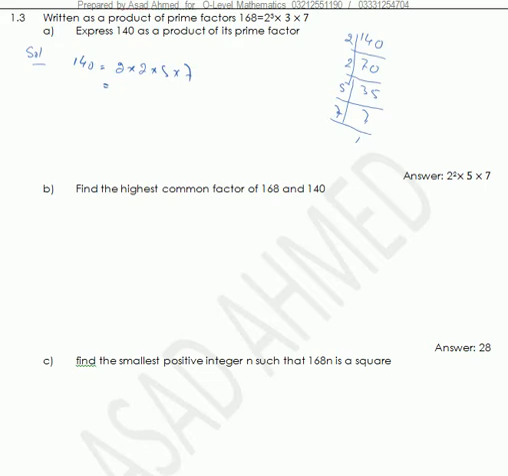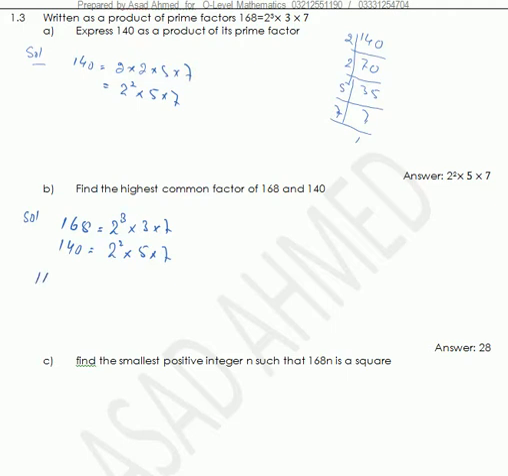2, 5, 7, these are prime numbers. Now we convert it into index form: 2 to the square multiplied by 5 multiplied by 7. Now in part B, find the highest common factor of 168 and 140. We are given 168 as the prime factors 2 to the power 3 multiplied by 3 multiplied by 7, and 140 as 2 to the power 2, that is 2 square, multiplied by 5 multiplied by 7.